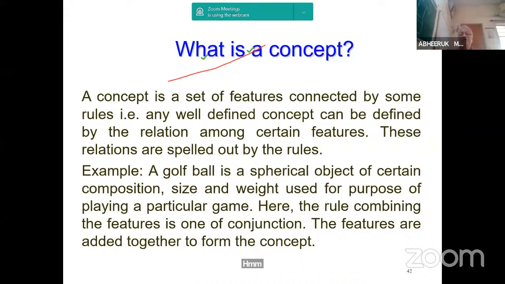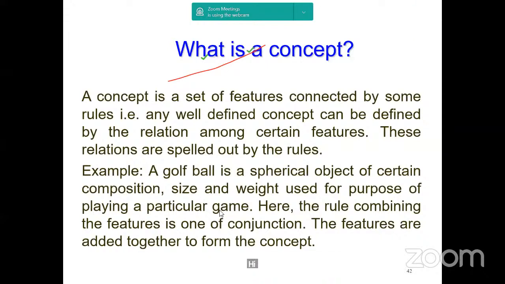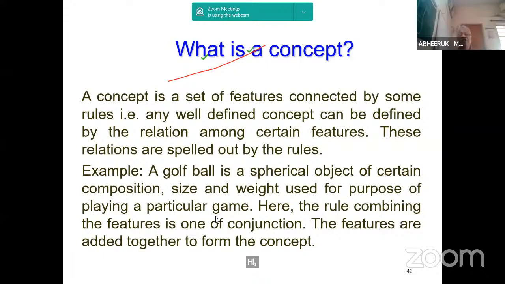These relations are spelled out by rules. Here see the example of golf ball. A golf ball is a spherical object of certain composition, size and weight used for purpose of playing a particular game. Here the rule combining the features is one of conjunction. The features are added together to form the concept. So here a golf ball is a spherical object of certain composition.